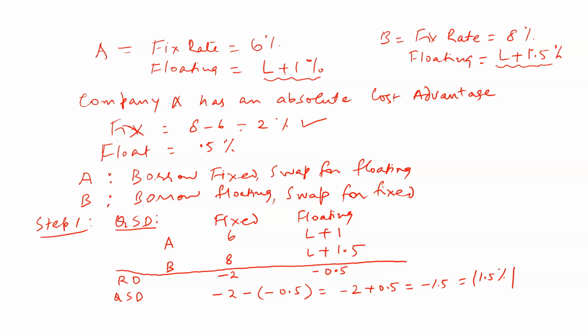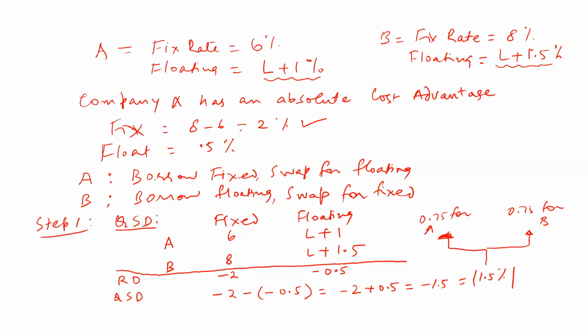And we said before that the management of these companies has decided to distribute the QSD, or the potential benefit from the swap, equally amongst each other, which will mean that out of a total of 1.5%, now remember there is no swap dealer here in between, so the entire QSD is available for sharing between A and B. So out of 1.5%, let's just write here, 0.75% is available for A, and another 0.75% is available for B. So when we say available for A and B, it simply means that their borrowing costs should be reduced to the tune of 0.75% each.